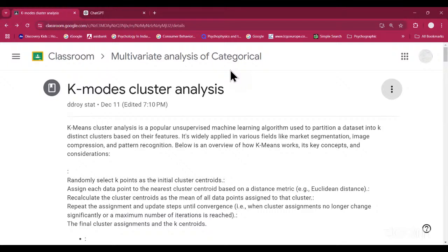So K-means cluster analysis is a popular unsupervised machine learning algorithm used to partition a data set into distinct clusters based upon their features. It's widely applied in various fields like market segmentation, image compression, and pattern recognition. Below is an overview of how K-means works, its key concepts and considerations.